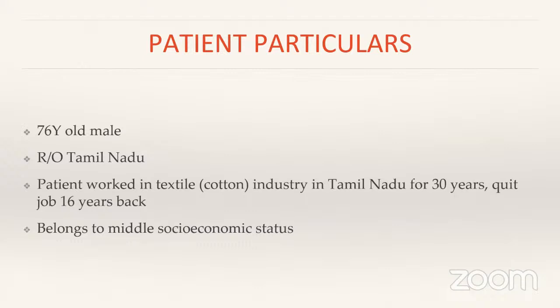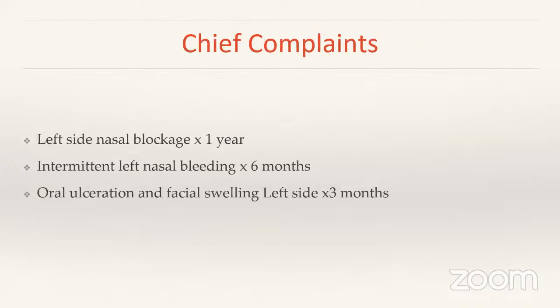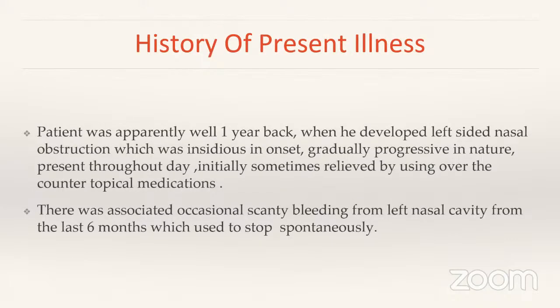My patient is a 76-year-old male, a resident of Tamil Nadu. The patient worked in the textile industry in Tamil Nadu for 30 years, belonged to middle socioeconomic status, and presented with chief complaints of left-sided nasal blockage for the last 1 year, intermittent left-sided nasal bleeding for the last 6 months, and oral ulceration and left-sided facial swelling for the last 3 months. History of present illness.